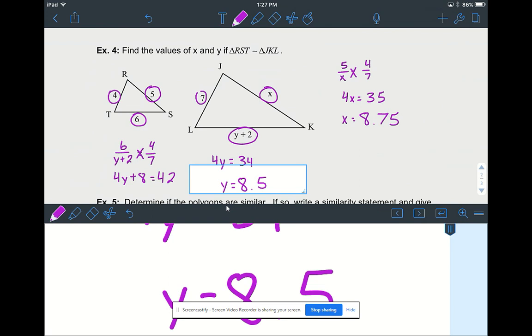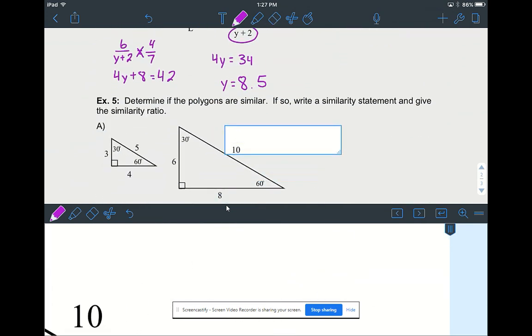All right, it is perfectly okay to get decimal answers. Do not erase them and try again if you get a decimal answer. Decimals are okay. Decimals are allowed. Decimals are our friend. All right, let's move on to the next one.